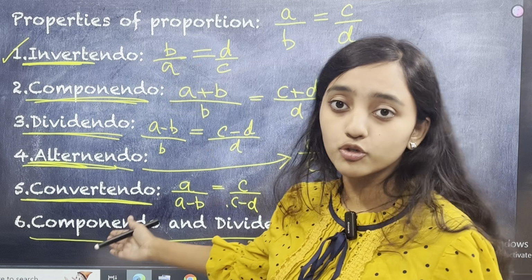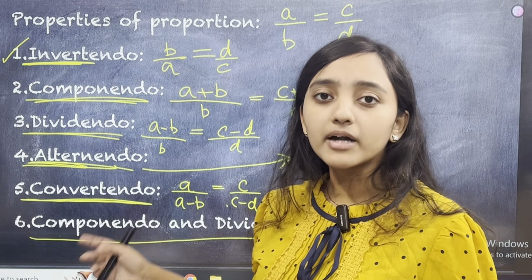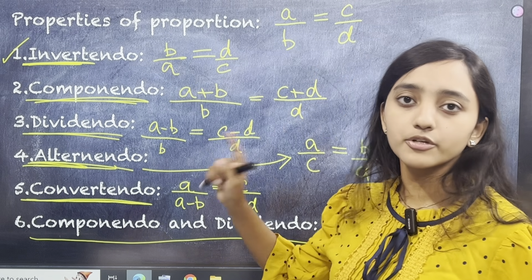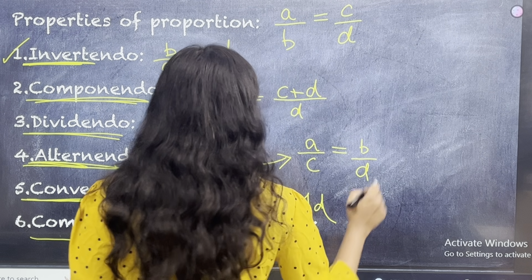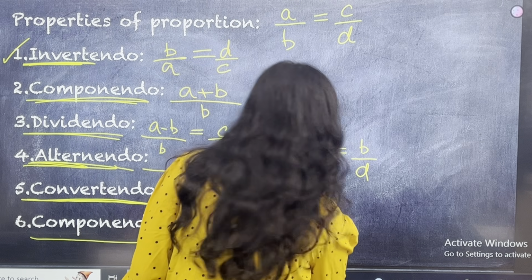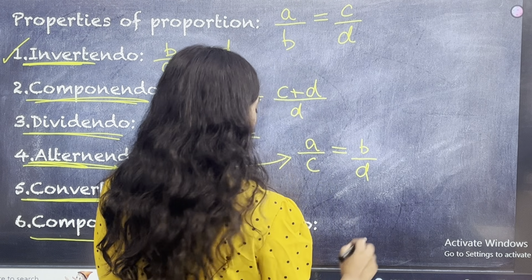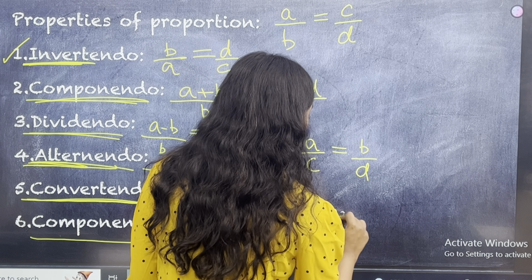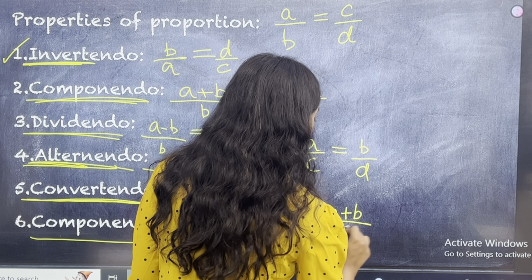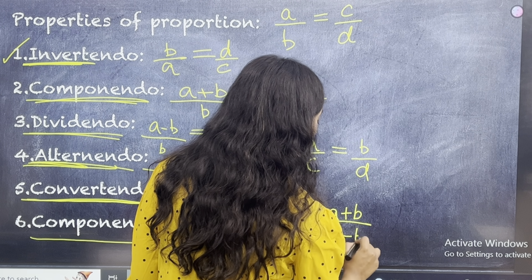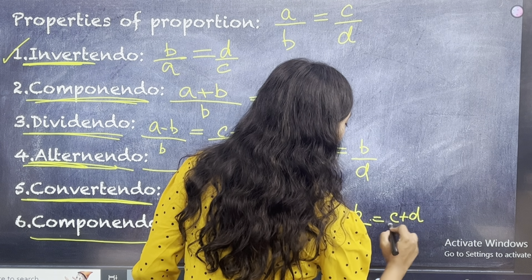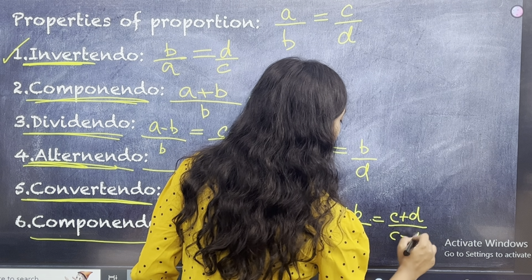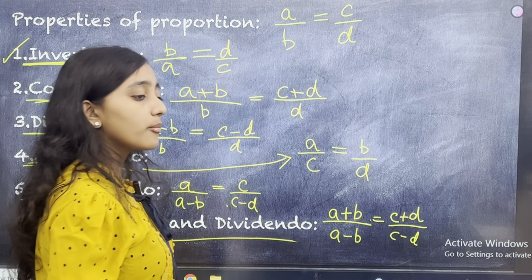I'm not saying you should not remember all this. You should, but please ensure that you remember componendo and dividendo, which we commonly write as C and D, very well. So what will this be? A plus B by A minus B is equal to C plus D by C minus D. This is the formula of componendo dividendo.